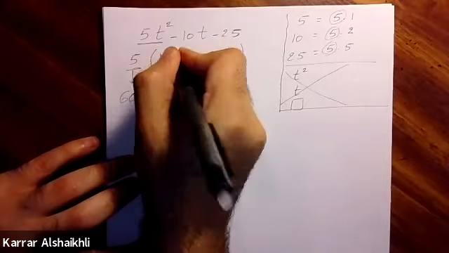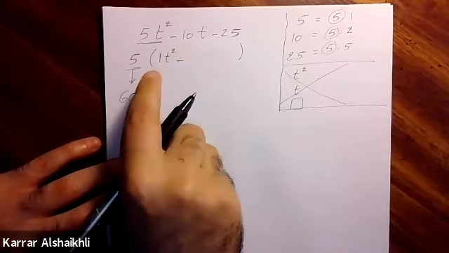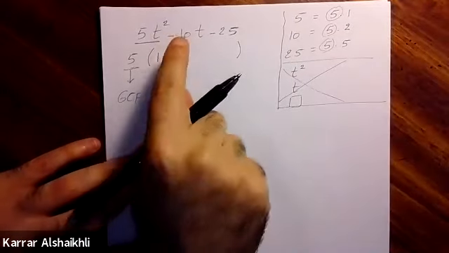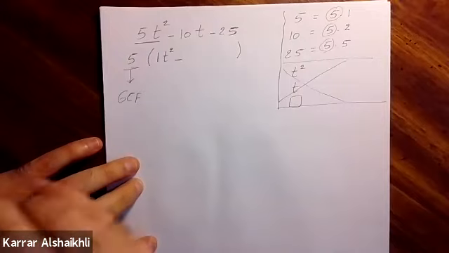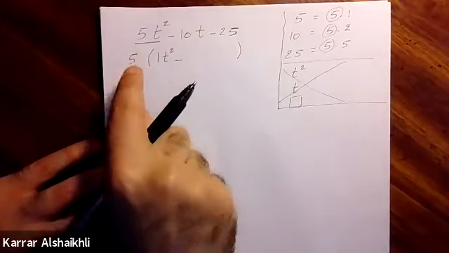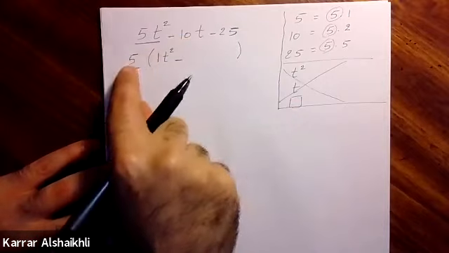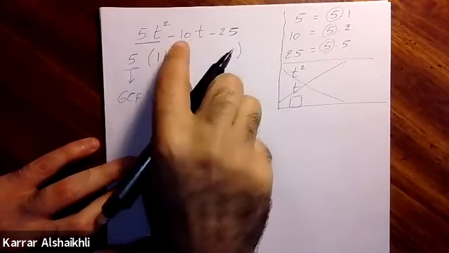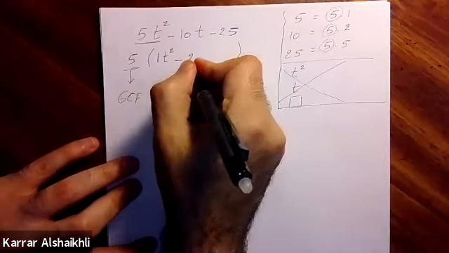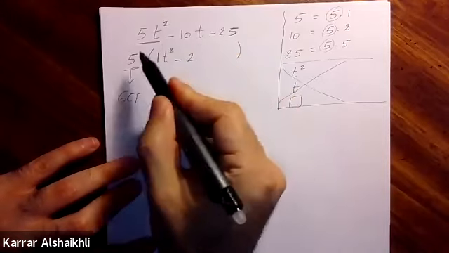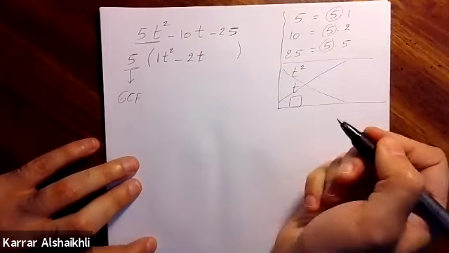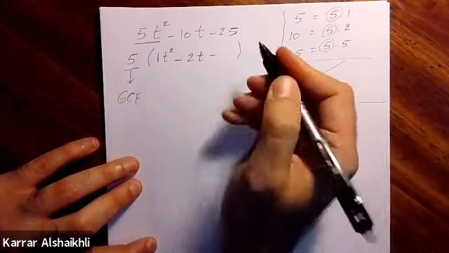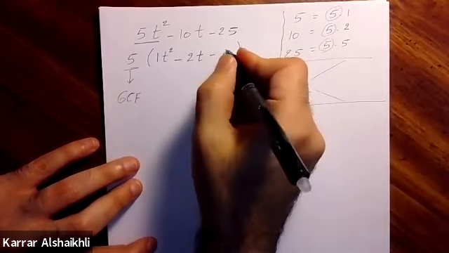T squared. I'm just going to write down t squared here. Here's the minus. So 1 t squared minus 10 divided by 5 is going to be, I'm dividing the numbers because there's no t here. So divide the numbers and write down the variables. 10 divided by 5 is going to be 2. T, there is no t here, so I'm just going to write down the t here. Minus 25 divided by 5 is going to be 5.